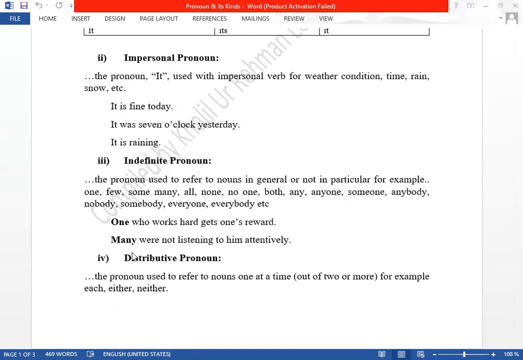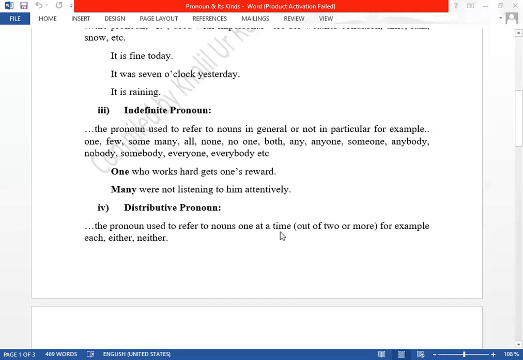In the same way, when I say many were not listening to him attentively, many doesn't specify, we should say that it doesn't make it particular who are there in many. It doesn't make if many are some students, if many are some male boys, if many are some girls, if many are some horses, donkeys, are like this. So when pronoun is used not in particular, rather, it is used to refer to things, or we should say nouns in general. They are called indefinite pronoun.